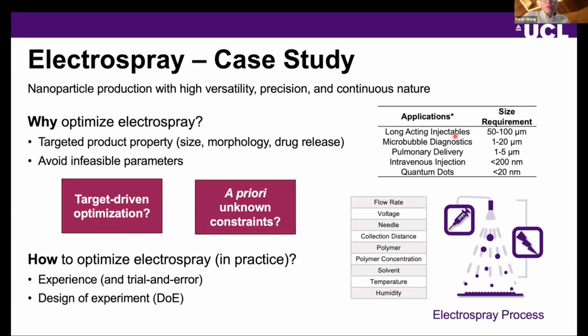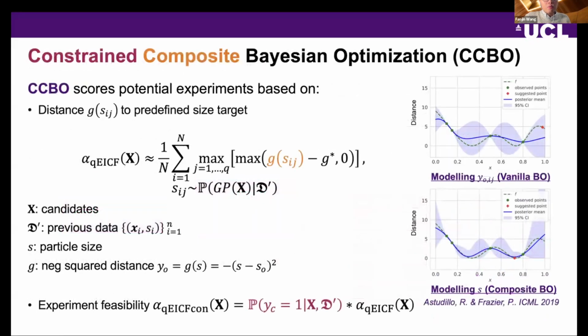Another problem is called a priori unknown constraints. That's essentially the constraints you don't know beforehand, before you go into the lab, until you do some experiment and see, oh, actually this set of parameters wouldn't give me anything. So what I proposed in this constrained composite Bayesian optimization work is combining two pillars into one piece, so that we can use it for the electrospray optimization and also many other nano manufacturing processes. So it has two important aspects: one is the constraint and the other is the composite.